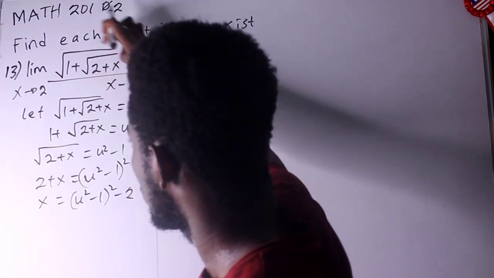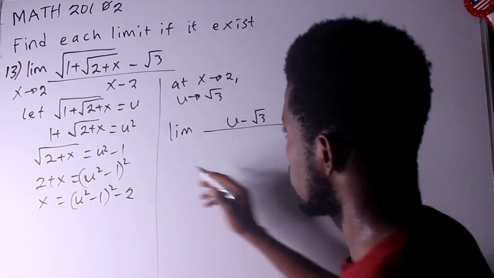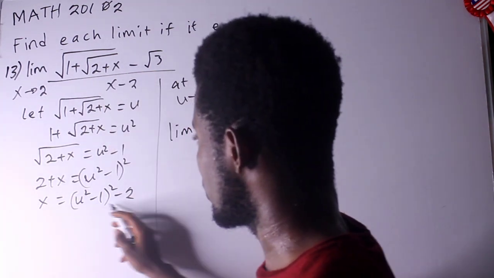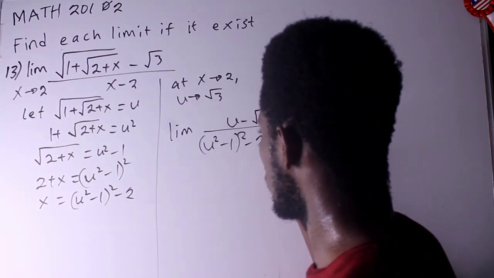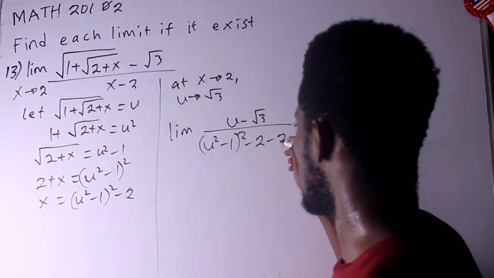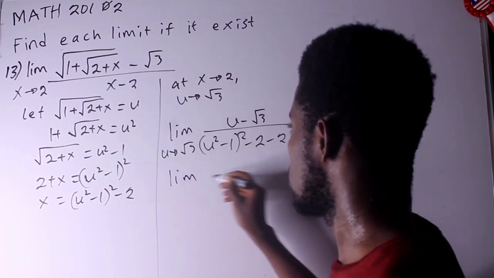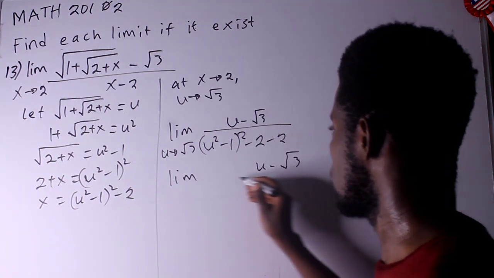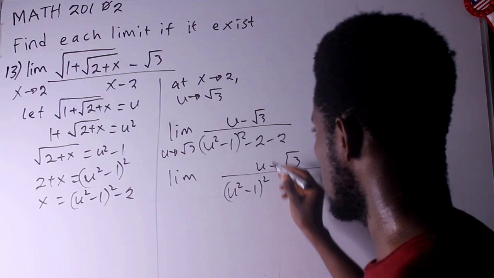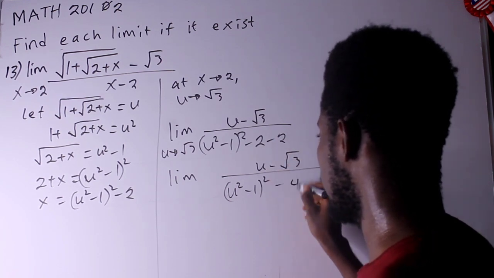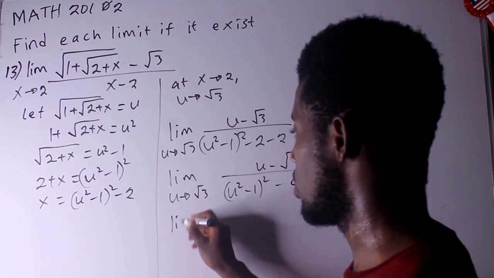This entire expression is u. So it's u minus root 3, all divided by x, which is this expression: u squared minus 1, all squared, minus 2. And then you have a minus 2 here as u approaches root 3. So you have the limit of u minus root 3, all divided by u squared minus 1, all squared, minus 2, that's minus 4, as u approaches root 3. So you have the limit.